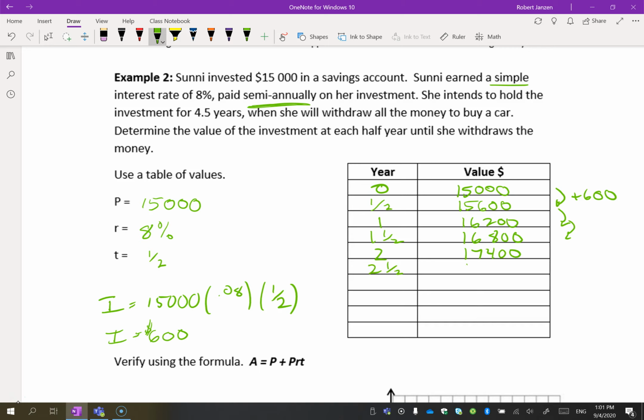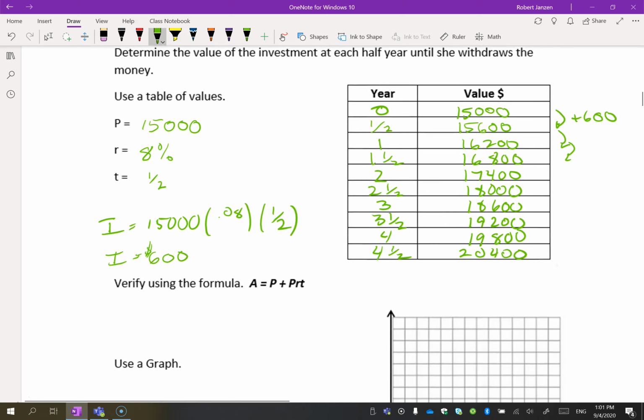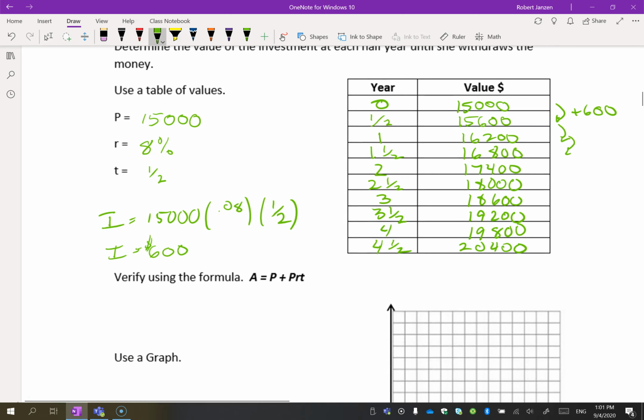2.5 years, it would be 18,000. After 3 years, 18,600. 3.5, it would be 19,200. And then we're going to have 4 and 4.5. So we're just going to add $600 each time. Okay. Verify using the formula principal plus the interest. Well, that's what we did here. We just added 600 each time.